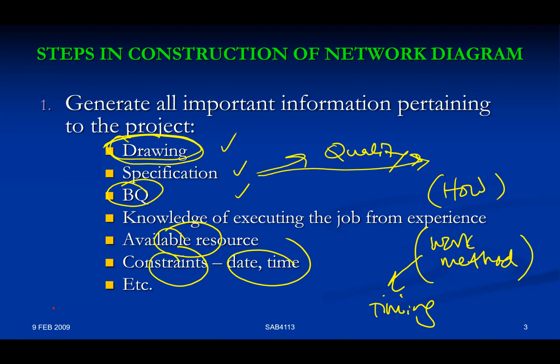Constraint in terms of timing, date. Sometimes the client is the one that gives you a certain date to complete certain phases of the work. For instance, if the client develops a big area that consists of many buildings or many phases, the client sometimes wants phase one construction to be sped up. This is like a marketing gimmick. When customers see the first phase of development getting completed very fast, they would like to invest more, to buy more property. That is what we call a marketing gimmick.